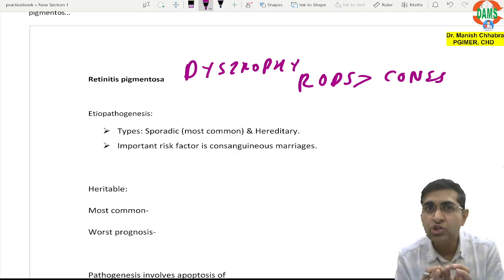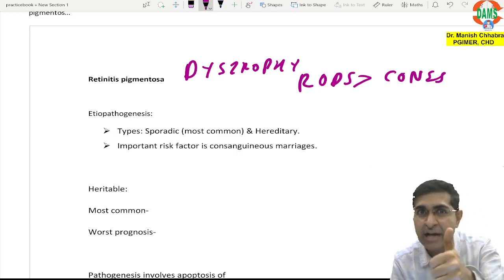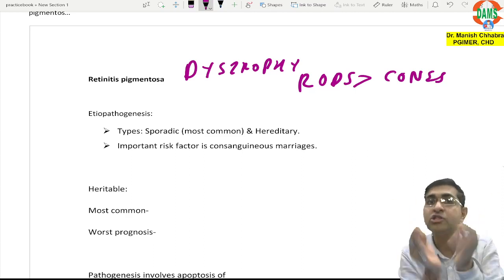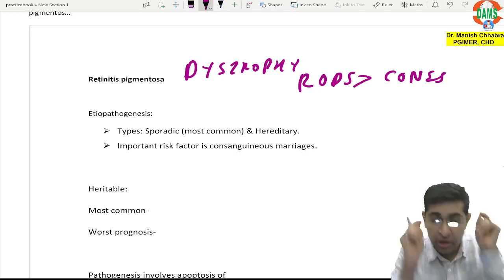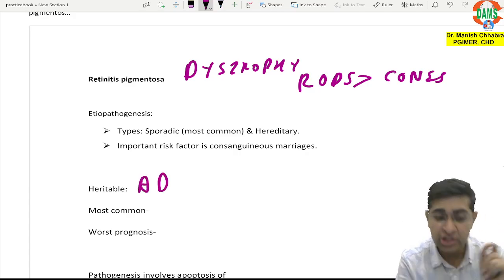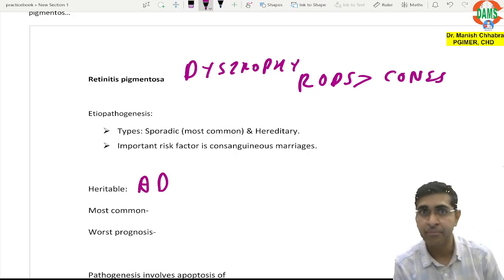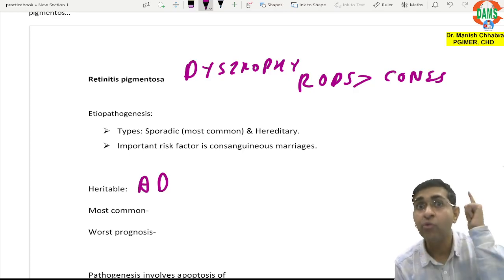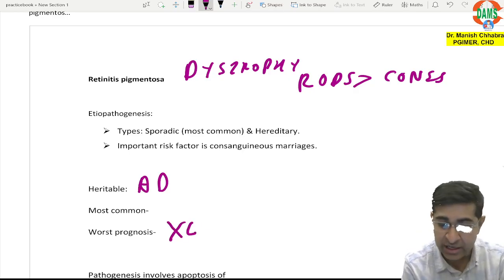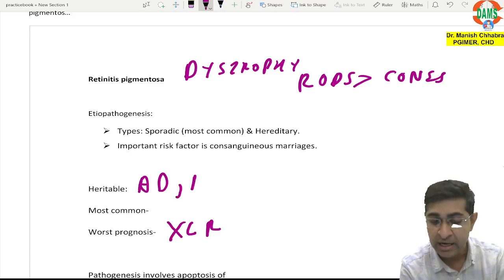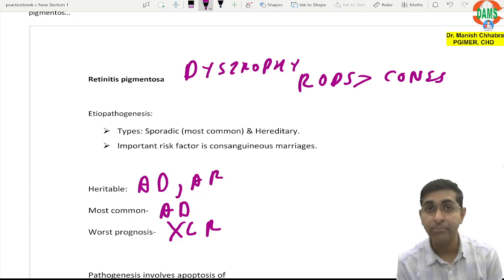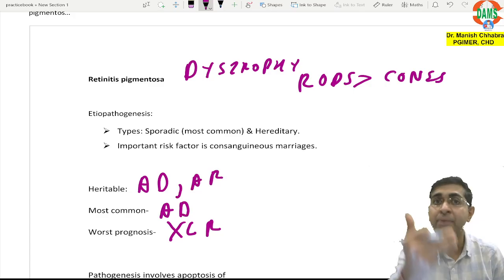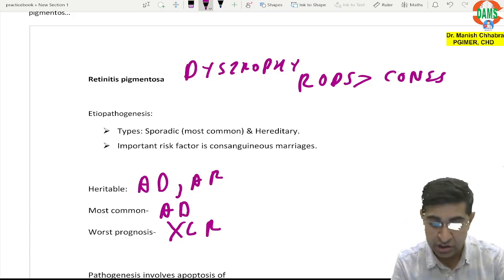Now, what is the etiopathogenesis? It can be sporadic, it can be hereditary. Overall, sporadic is most common. If I talk about hereditary, it is actually the autosomal dominant which is most common, inheritable. And the one with the worst prognosis, we have got X-linked recessive. So autosomal dominant and autosomal recessive, while the most common is autosomal dominant and worst prognosis is X-linked recessive. It is more common with consanguineous marriages.